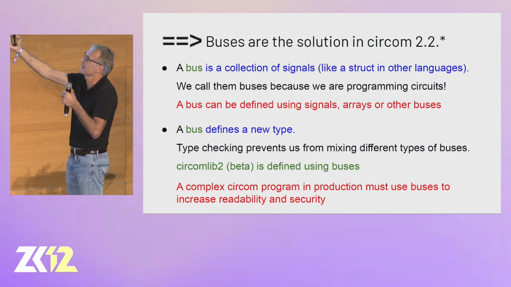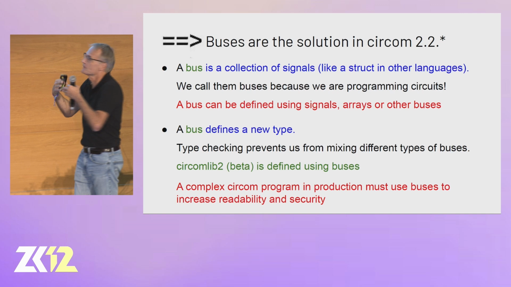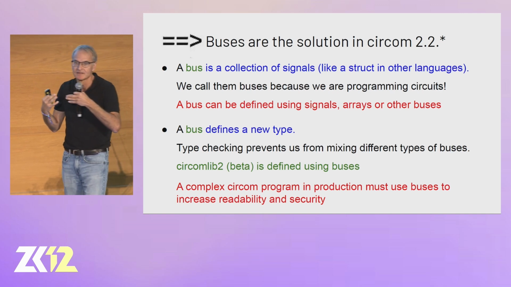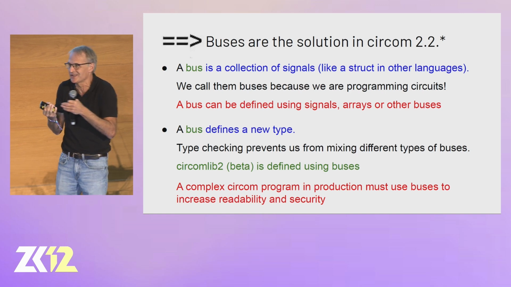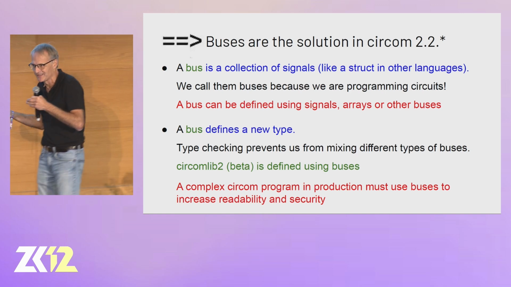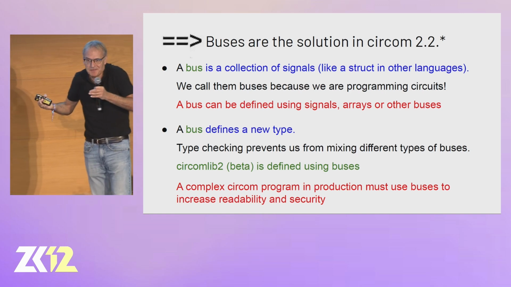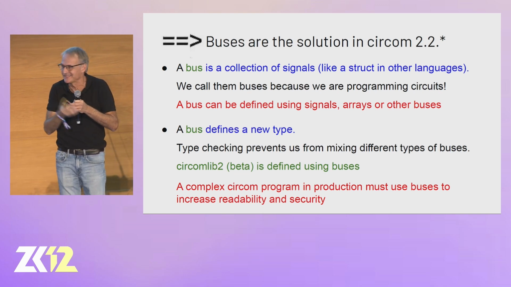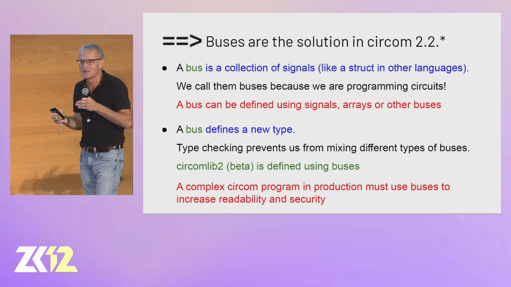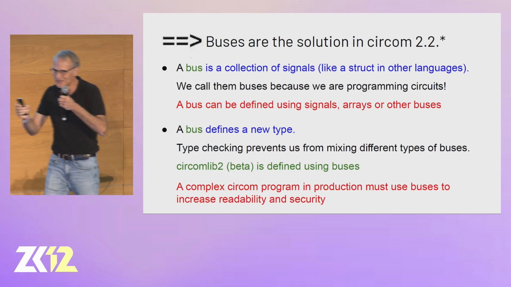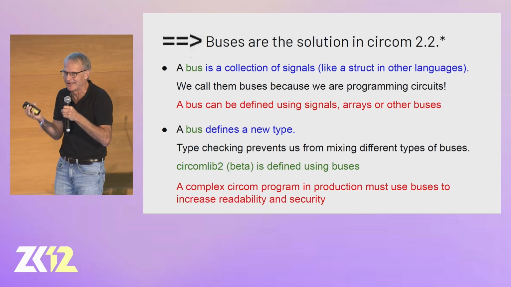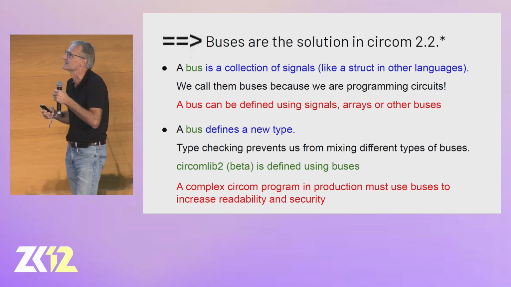So buses define new types, and type checking prevents mixing different types. So the security is obtained like in other programming languages from now on. Since you have types, the compiler will type check everything, and you will avoid using signals that do not have the real meaning you expect. So this is the point.